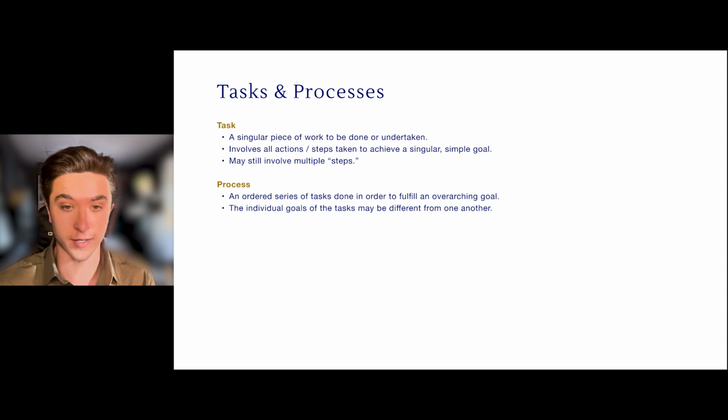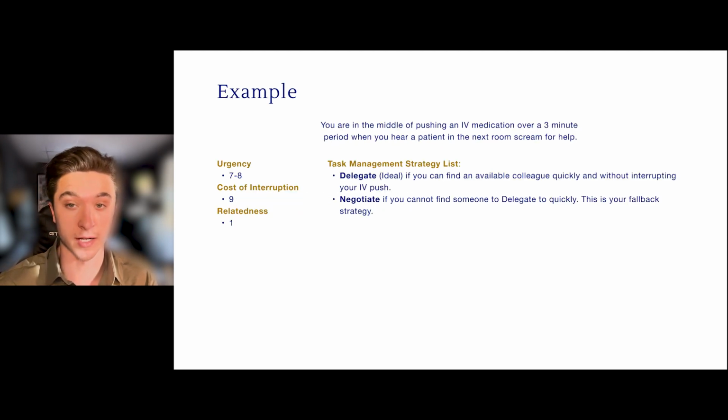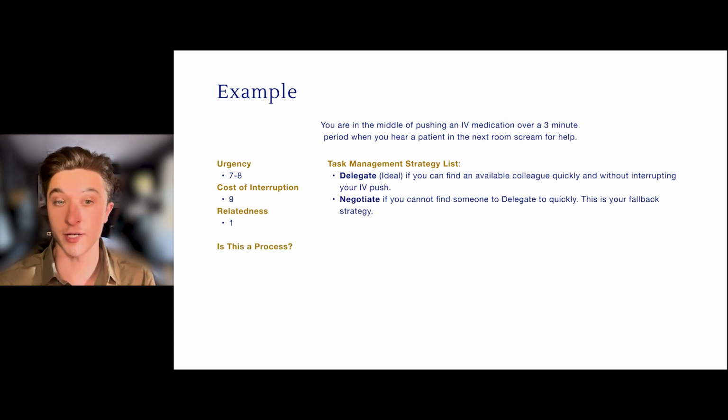So if we go back to our example, you just decided to delegate or negotiate depending on what other people were present to assist you at the time. So let's just say, for the sake of this argument, that you're unable to verify a delegate, and so you negotiate. And you decide to finish your IV push before taking any further action. You now have to ask yourself if that IV push is a part of a larger process, which it is, as we've said. So because it's a part of a process, you now need to assess the cost of interrupting the remainder of that process, just as you did with the primary task.